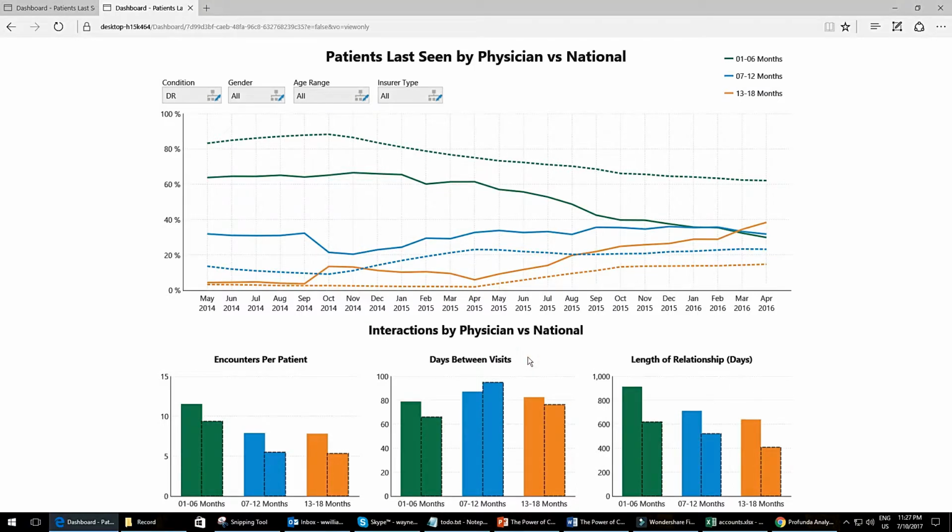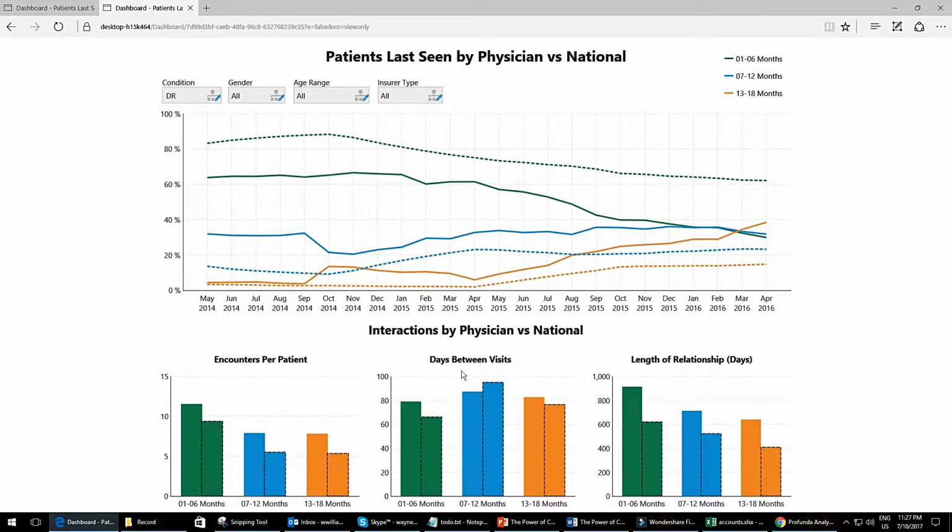The graph in the middle, showing the days between visits, appears at first glance to be a mixed bag. Our doctor has a longer visitation cycle for current and lost patients, but a slightly shorter one for those patients seen in the past 7 to 12 months.